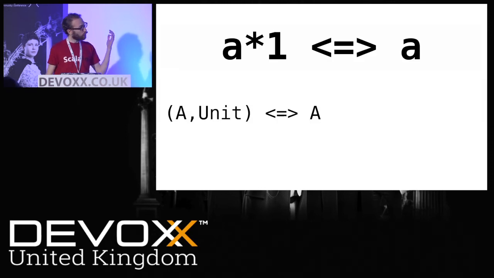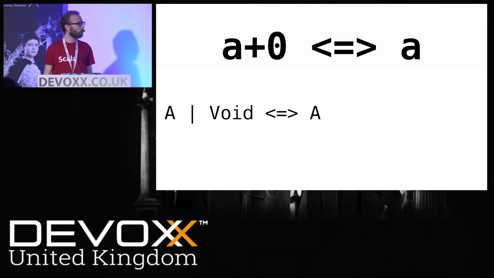Okay, so if you multiply a by 1, you get a. So a tuple with a and unit gives you a, which should be okay. If you add 0 to a, it means either you got a value of type a, or you got a value that can be constructed. So it's basically a value of type a. You are not able to construct a value of type void.